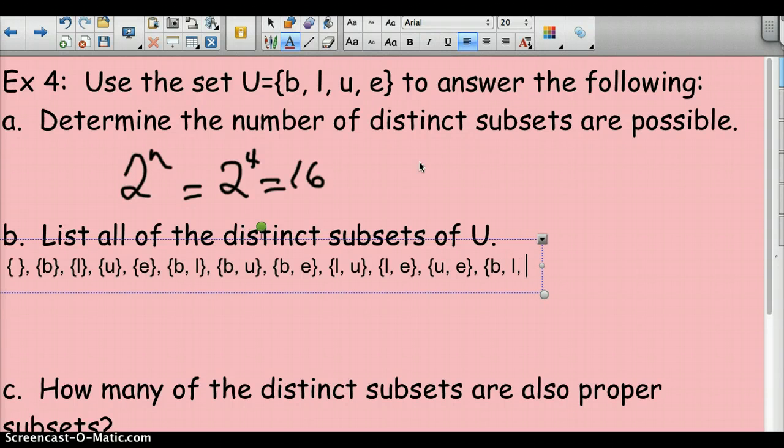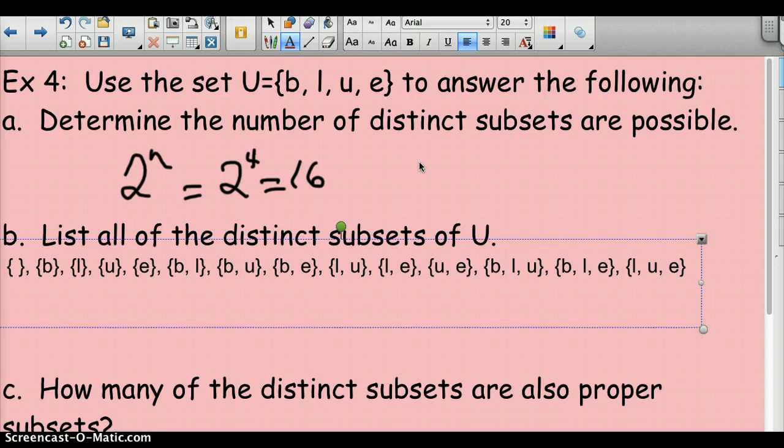We can go B, L, and U. We can go B, L, and E. We can go L, U, and E. So looking there, I think those are all of them that have 3, and I'm going to count here now. I've got 1, 2, 3, 4, 5, 6, 7, 8, 9, 10, 11, 12, 13, 14. Total of 14 that we've got here.